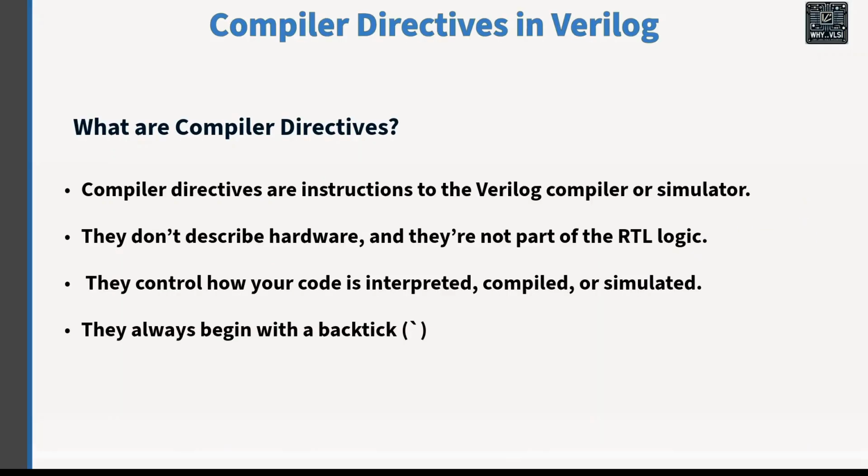So what are the compiler directives? In simple words, compiler directives are instructions to the Verilog compiler or simulator. They don't describe the hardware and they are not part of the RTL logic. Instead, they control how your code is interpreted, compiled, or simulated. They always begin with the backtick. We can say `timescale, `include, and they affect the behavior of the compiler or simulator. You can think of them as helper tools for simulation control, debugging, macros, and code organization.